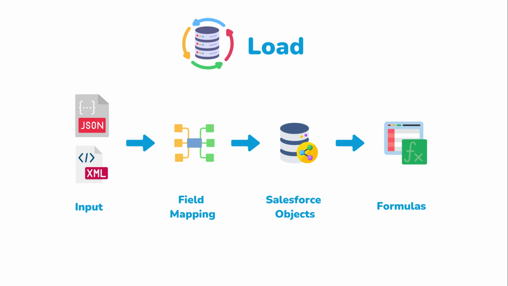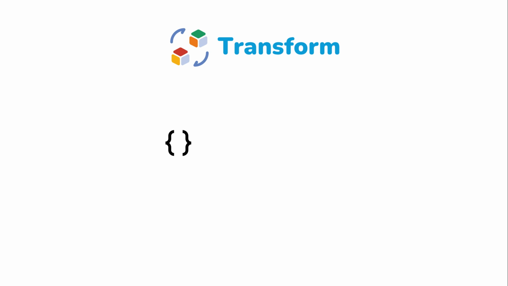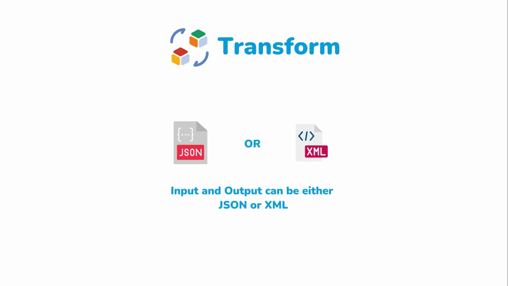The fourth and the last one is DataRaptor Transform. Using this DataRaptor, we can change the structure of the input to either add or remove certain attributes. Also, we can change the format of the input as well. This DataRaptor expects the input data in either JSON or XML format. The output data could be either JSON or XML.